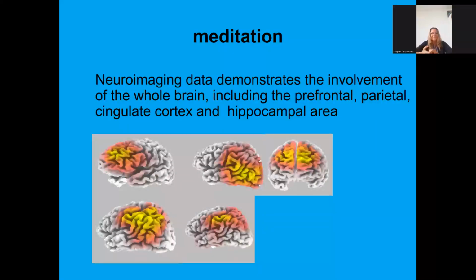fMRI studies have demonstrated that various types of meditation increase activity in different regions of the whole brain, including the prefrontal, parietal, cingulate cortex, and hippocampal area. Different forms of meditation can activate different regions of the brain. For example, focused attention meditation results in increased brain activity in the anterior cingulate cortex in relation to open monitoring meditation. Focused attention meditation is also associated with increased right prefrontal activity, which has not been seen in open monitoring meditation.